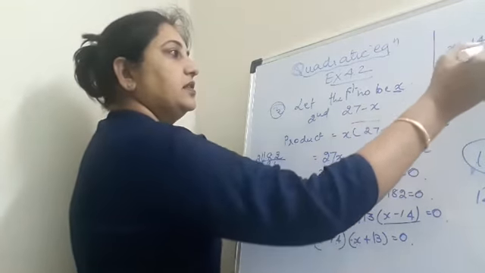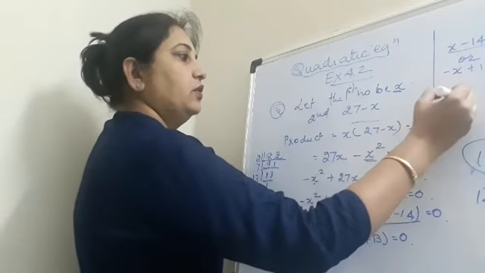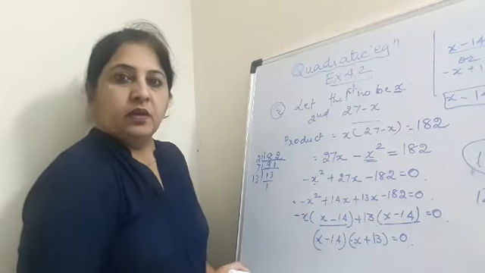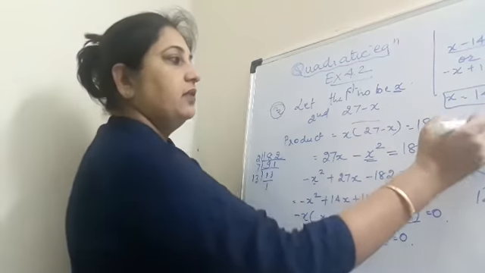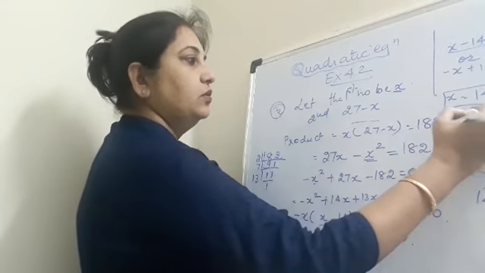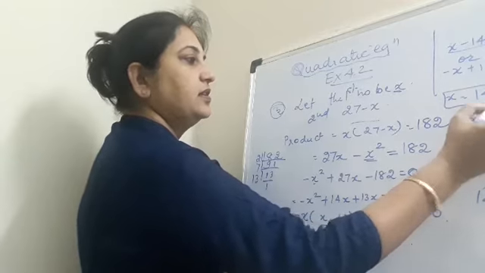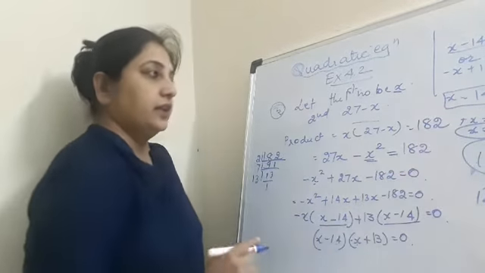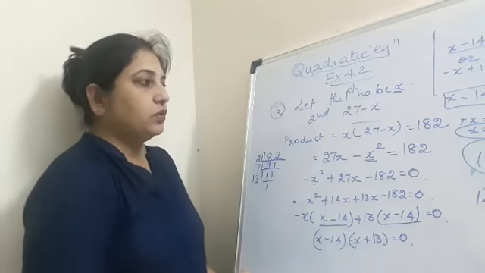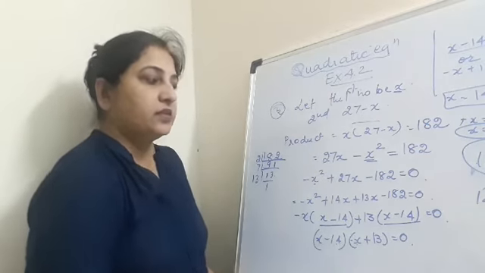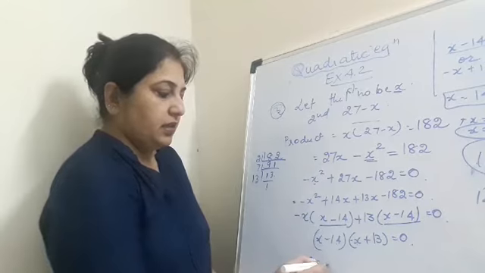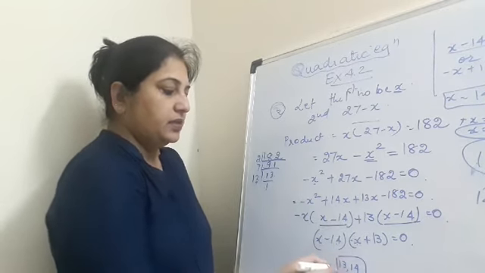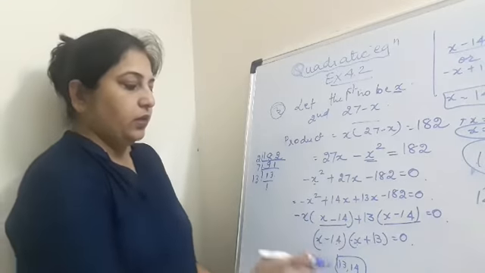When I solve x minus 14 is equal to 0, I get x is equal to 14. And for the other, minus x is equal to minus 13, and therefore x is 13. So we have two roots over here, one is 13 and one is 14. We will write the answer as 13 and 14. These are the roots of the equation.